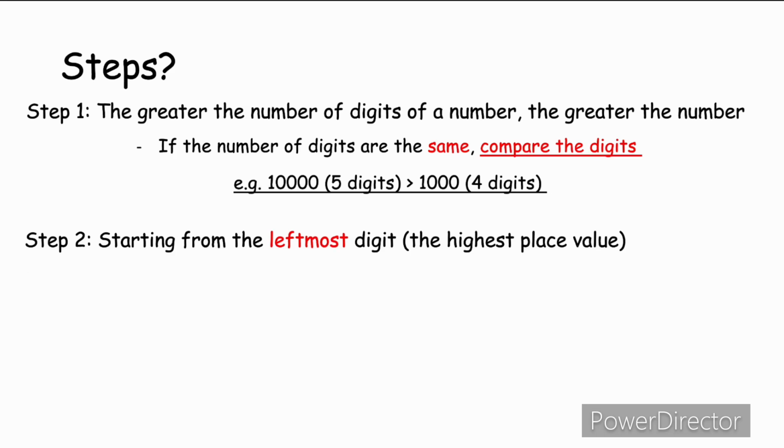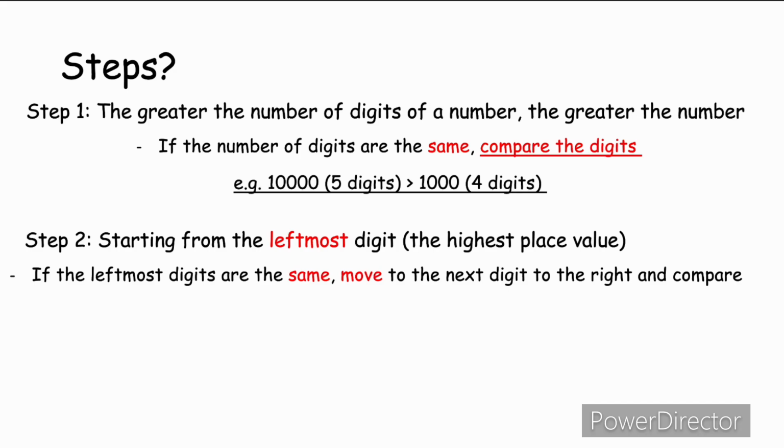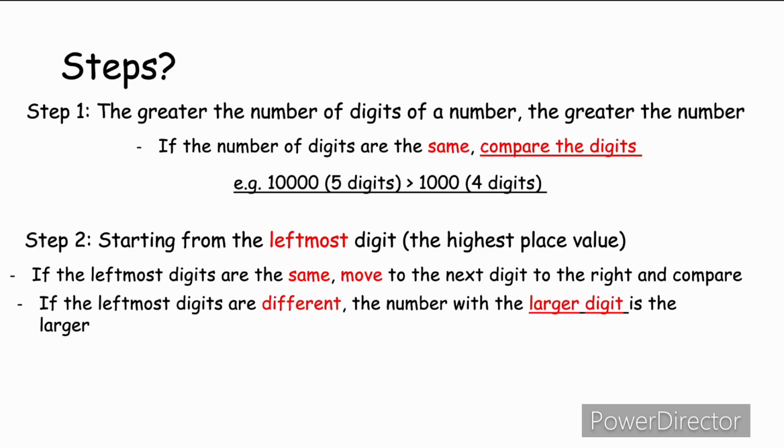Starting from the leftmost digit, we compare the digits of the numbers of the same place value. If the digits are the same, we move on to the next digit to the right and compare those digits again. But if the digits are different, the number with the larger digit is greater. For example, 700 is greater than 500 as the leftmost digit, 7, is greater than 5.